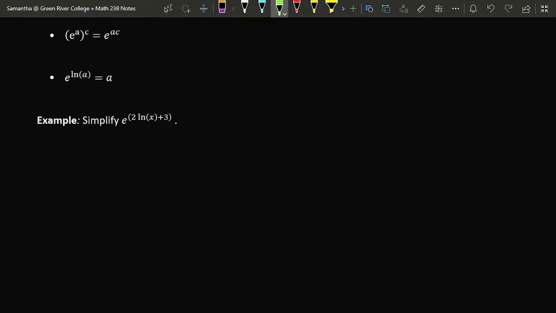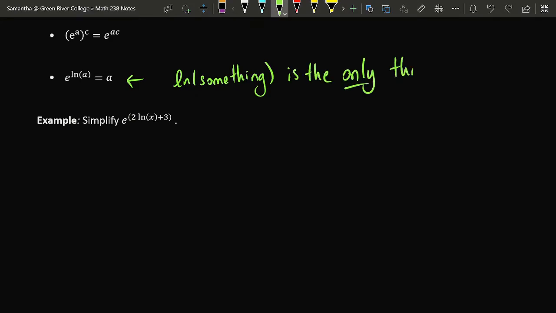So let's try and use these principles to simplify the expression e to the power 2 natural log of x plus 3. Now if you want to use this property, e to the natural log of a, you need to make sure that natural log of something is the only thing in the exponent of e. Until natural log is completely by itself in the exponent of e, you are not yet able to cancel the e and the natural log out.